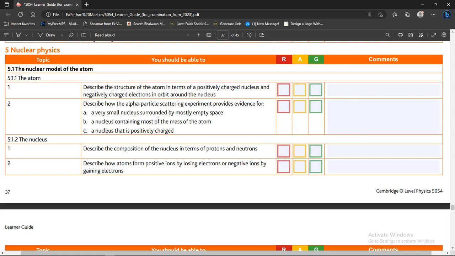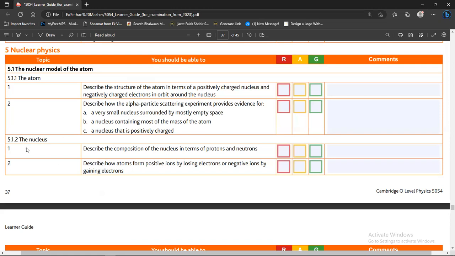Describe how the alpha particle scattering experiment provides evidence for a very small nucleus surrounded by mostly empty space, a nucleus containing most of the mass of the atom, and a nucleus that is positively charged. This experiment is famous, and we also call it the Geiger and Marsden experiment.